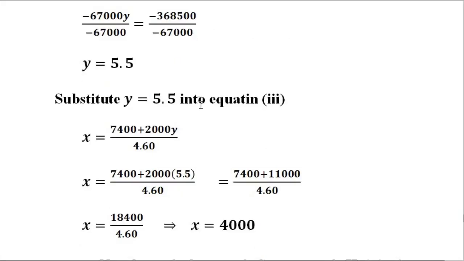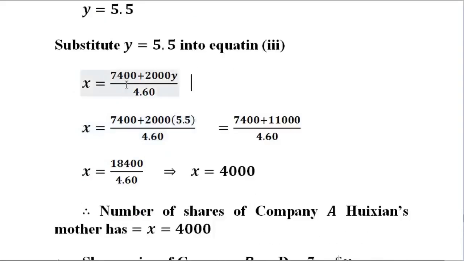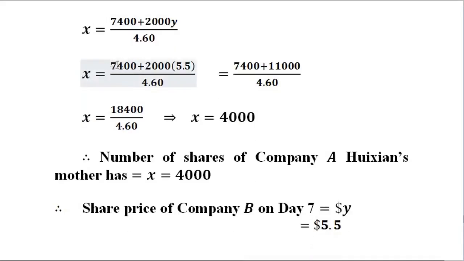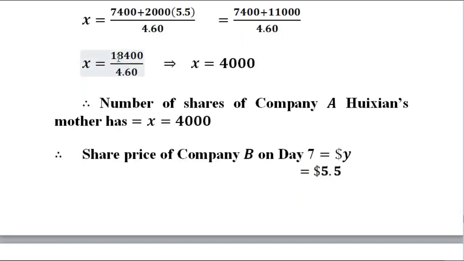To find the value of x, let's substitute y equals 5.5 into equation 3. Equation 3, x equals 7,400 positive 2,000y over 4.60, becomes 7,400 positive 2,000 into 5.5 over 4.60. If we multiply 2,000 by 5.5, we get 11,000. And if we add 11,000 to 7,400, we get 18,400. Further, if we divide 18,400 by 4.60, we get 4,000, which is the value of x.